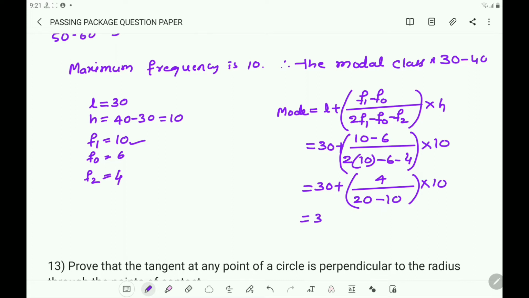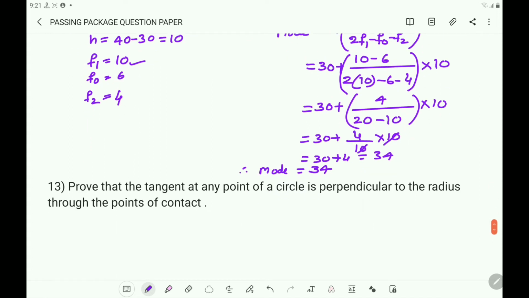That equals 30 plus 4 by 20 minus 10 is 10, into 10. 10 cancels. So what is remaining here? 30 plus only 4 is remaining here. 4 ones are 4, which equals 34. Therefore, you can write mode equals 34.